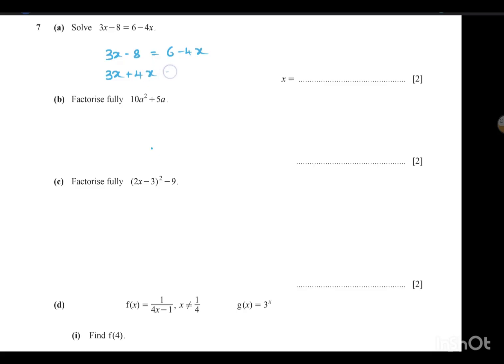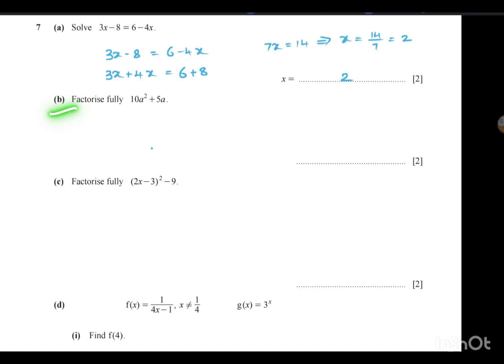So it is plus 4x, and keeping 6 as it is, you will bring minus 8 to the right side, that will be plus 8. 3x plus 4x is 7x. 6 plus 8 is 14. By using the transpose method, 14 divided by 7 will be x, that is 2. X is 2.